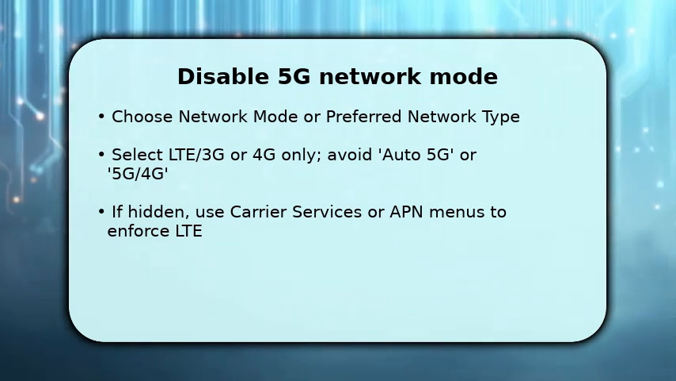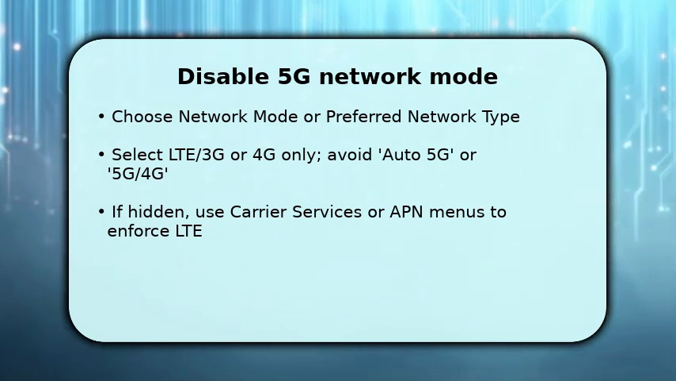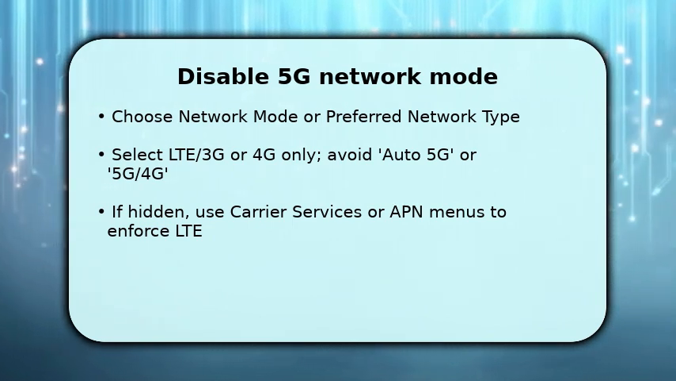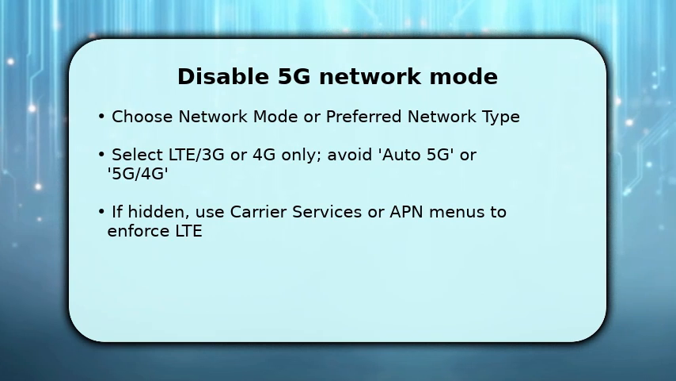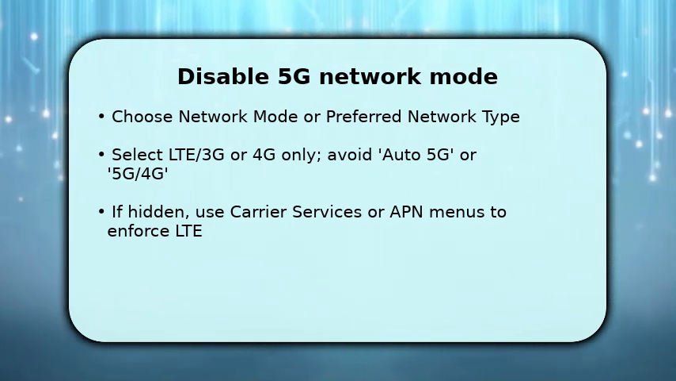If your carrier hides these settings, open Carrier Services, Advanced, or APN settings and set preferred network type there. Make sure to save changes and restart your phone. Finish by restarting the device and checking the status bar for an LTE or 4G icon.